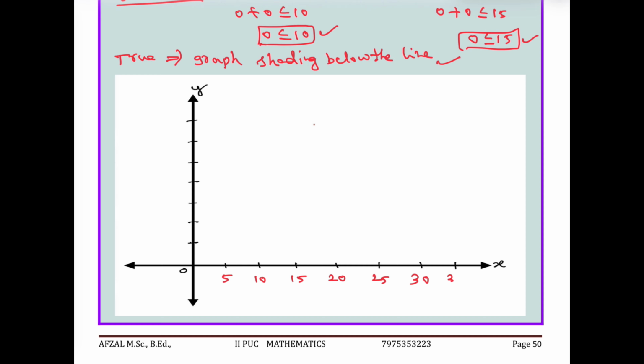Next, 23rd question. Find the intervals in which the function f of x equals 2x square minus 3x is increasing or decreasing. First we need to find the differentiation, that is f dash x. 2 into x square differentiation is 2x, 3 into x differentiation is 1, that is 2 2s are 4x minus 3. For increasing or decreasing, we need to equate f dash x equals to 0. Then f dash x is 4x minus 3 equals to 0. 4x equals to 3. X equals to 3 by 4.